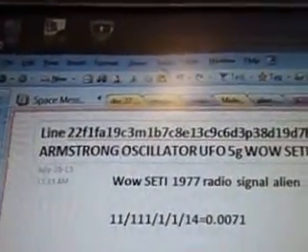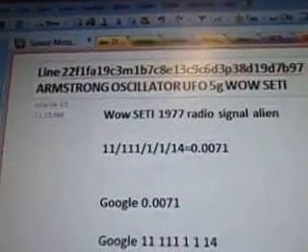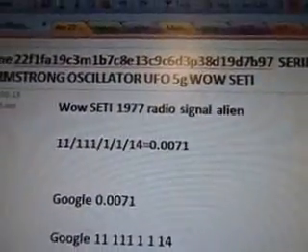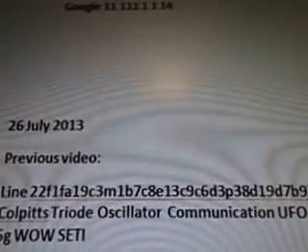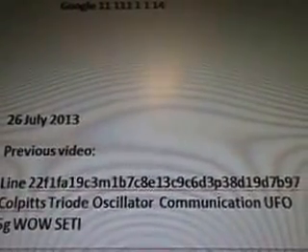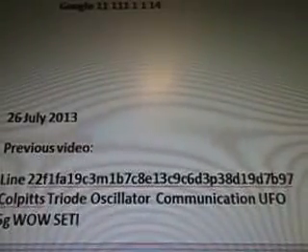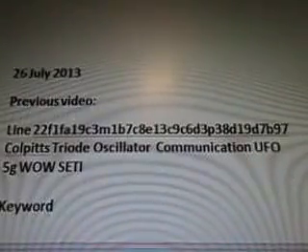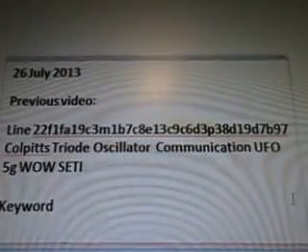This is 97Y, and it's line 22, 7B97, series tuned Armstrong oscillator, UFO, 5G, Wow, SETI, alien radio signals there. And let's see. This one's a series fed tuned collector Armstrong oscillator, keyword research for UFO space communications, line 22, Wow data. The previous video was line 22, 7B97, Colpitts triode oscillator communication.